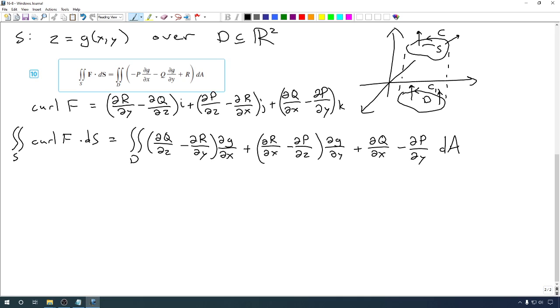For now, we're going to actually leave this form alone. We'll come back to this in a moment, but instead we're going to work with the line integral, and we're basically going to put it into this form. Maybe I'll actually do that on a separate page.